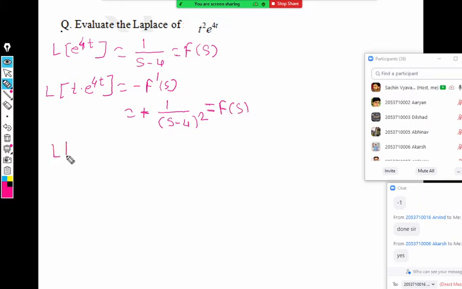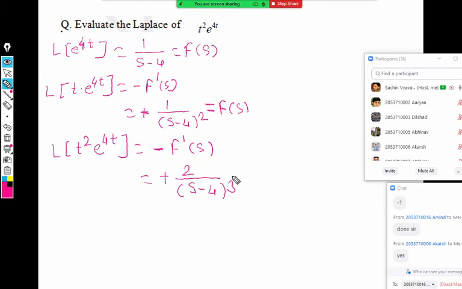So then Laplace of t square e raised to 4t. Now again multiplication by t, because one more t we multiplied. So it is one more minus f dash s, but this time that f(s) is here. So again it is in the form of 1 upon s square. What is the derivative of 1 upon s square? Minus 2 upon s cube. Minus 2 upon s cube. Minus minus becomes plus, 2 upon (s minus 4) bracket cube. And this is the answer.